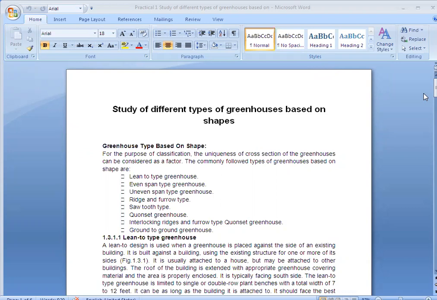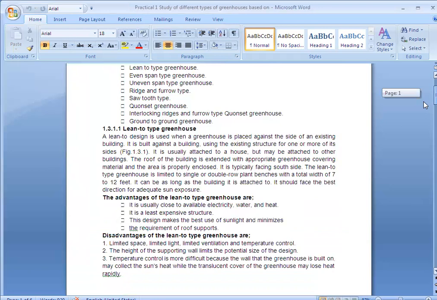The commonly followed types of greenhouse based on shape: lean-to type greenhouse, even span type greenhouse, uneven span type greenhouse, ridge and furrow type, sawtooth type, crescent type, interlock ridge and furrow type, and ground to ground greenhouse. First, lean-to type greenhouse.